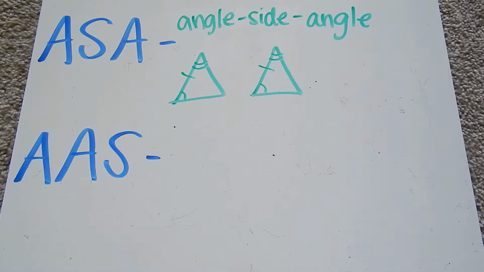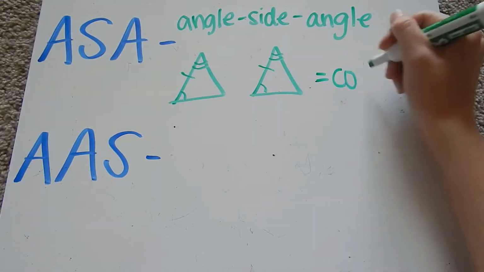The point of this one is the side has to be in between the two angles for it to be ASA. So it has to be a side included between the two angles that you're given. So this would be congruent.